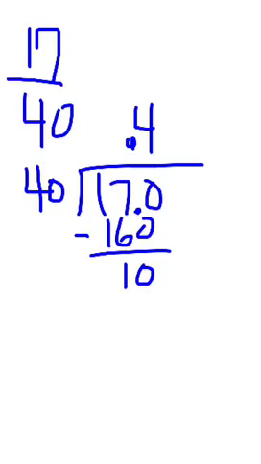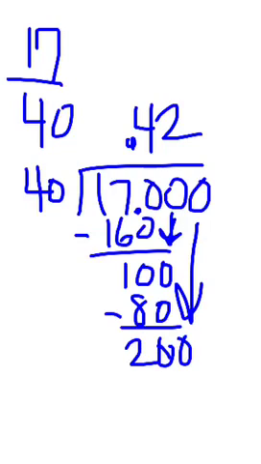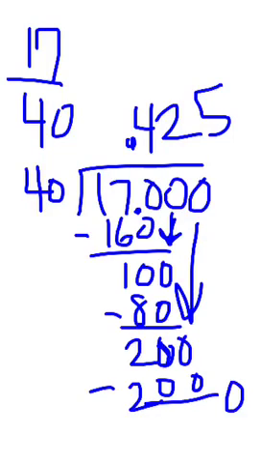Bring down another 0. Forty can go into 100 2 times, giving us 20. Bring down another 0. 40 can go into 200 5 times. Our answer, therefore, is 0.425.